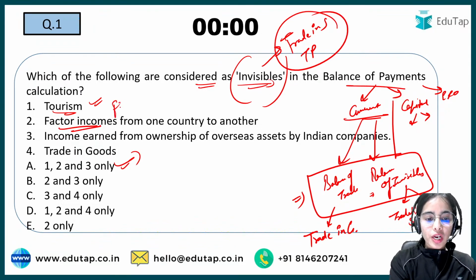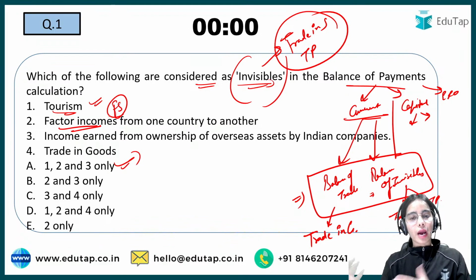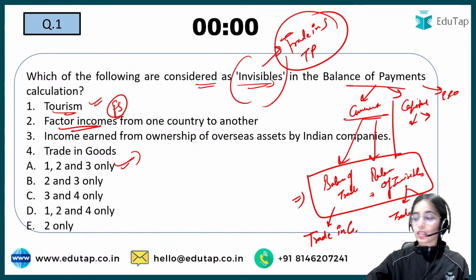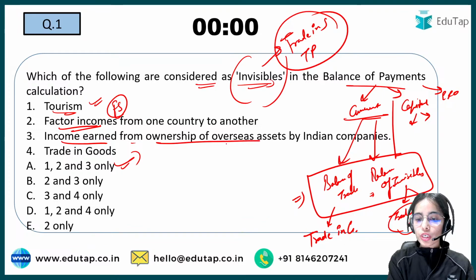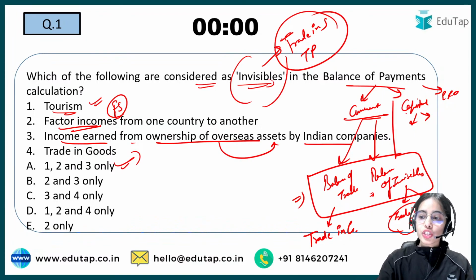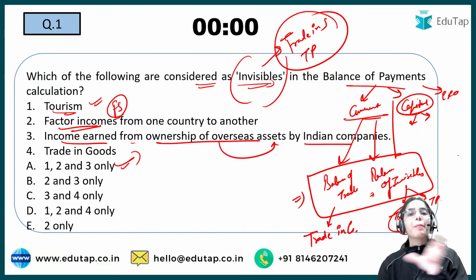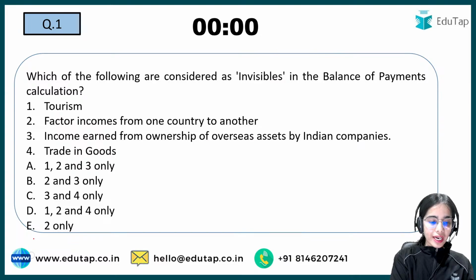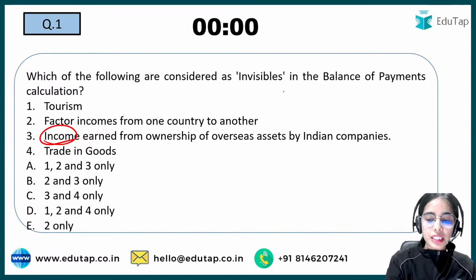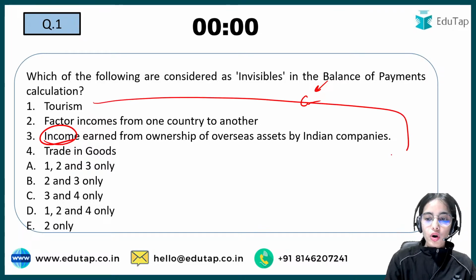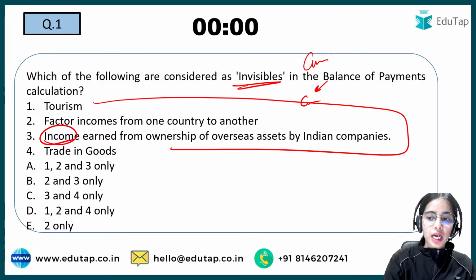Factor income: you are providing the factor services, that is land, labor, capital and entrepreneurship, and the factor income that you are getting is the income for your services. So this is also included in the invisibles. Next, income earned from ownership of overseas assets by Indian companies. The assets and the liabilities are a part of the capital account, but the income that you earn on a regular basis from the services you provide is included in the current account. So these all are part of the invisibles in the current account under the balance of payment.